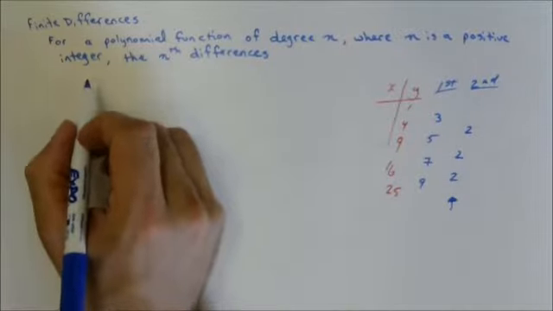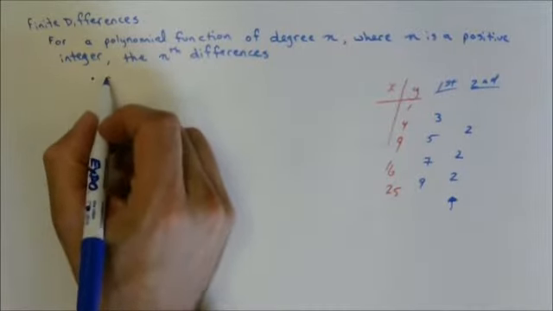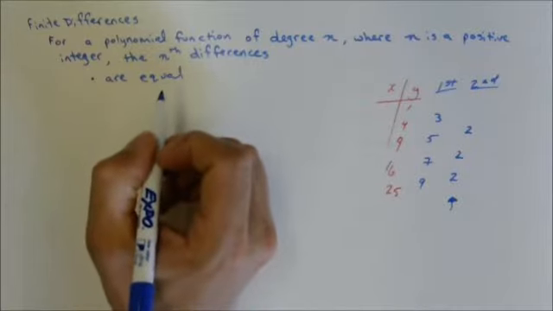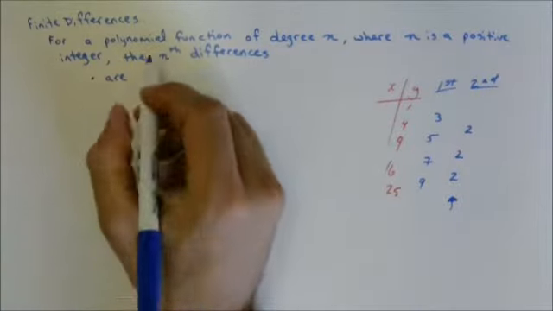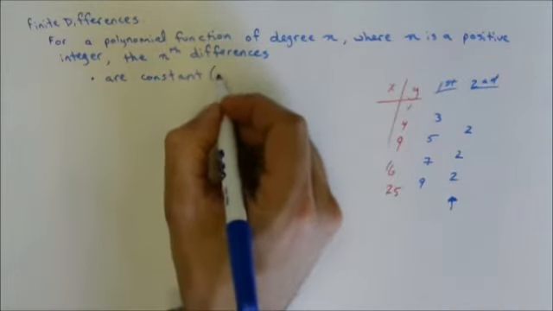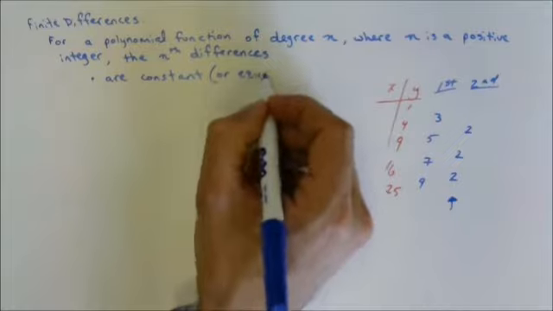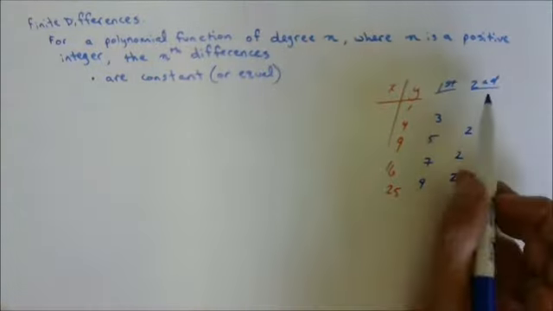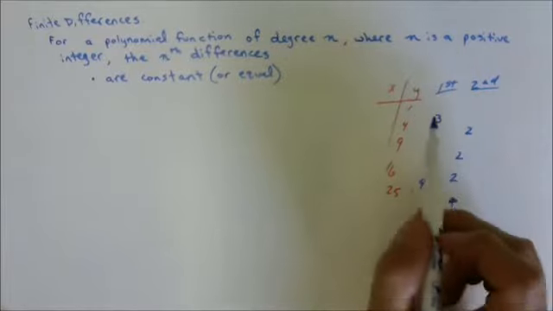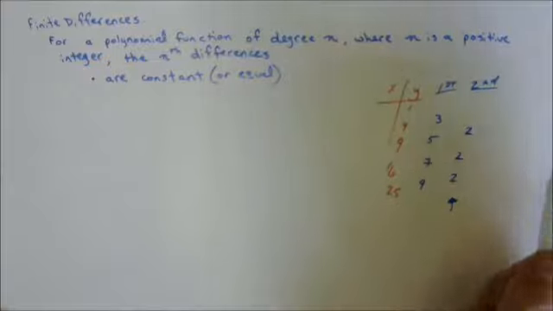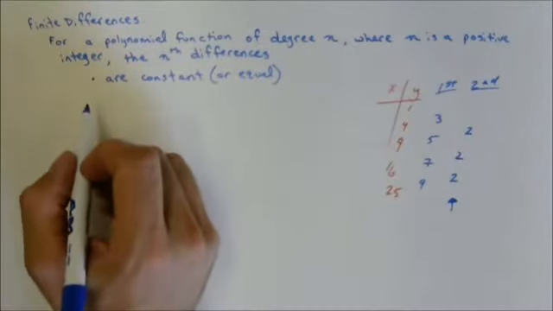So the nth differences are constant (or equal in brackets). Okay, so that's what we just talked about. If the second differences are constant, then we know it's a quadratic. If the first differences were constant, we would know it's linear. If the third differences are constant, it's cubic; fourth, quartic. Okay, it carries on that way.